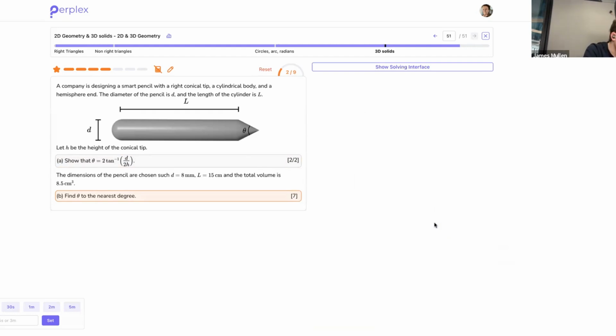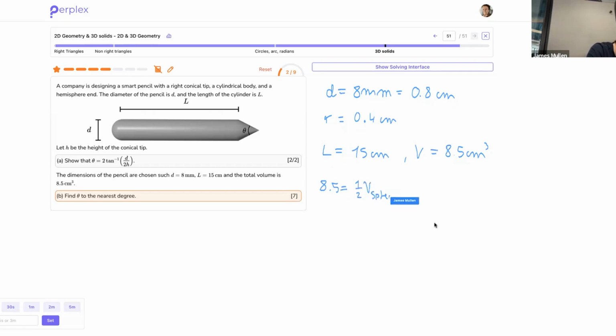I'm told that the diameter d is equal to 8 millimeters, which is 0.8 centimeters. And that means that the radius of this whole thing is 0.4 centimeters. That's the radius of the cone and the cylinder and the sphere. I know that the length of the cylinder is 15 centimeters, and the overall volume is 8.5 centimeters cubed. And this total volume, the 8.5, is equal to half the volume of a sphere, plus the volume of a cylinder, plus the volume of a cone.